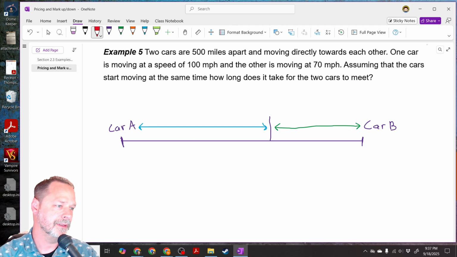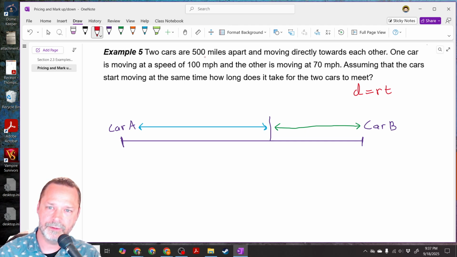I can never decide, we'll just use all lowercase. Distance equals rate times time. This is a very important thing to remember. And so we are going to use this.